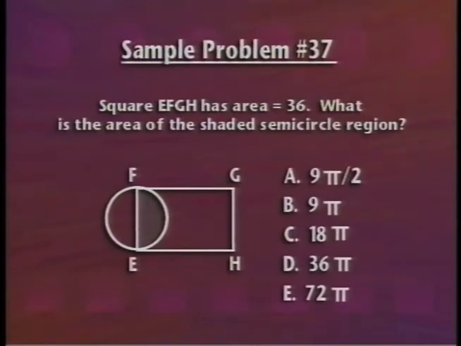Square EFGH has area equal to 36. What is the area of the shaded semicircular region? To find the area of a circle, we need its radius. Area equals pi r squared. Notice that a side of the square is also the diameter of the circle.